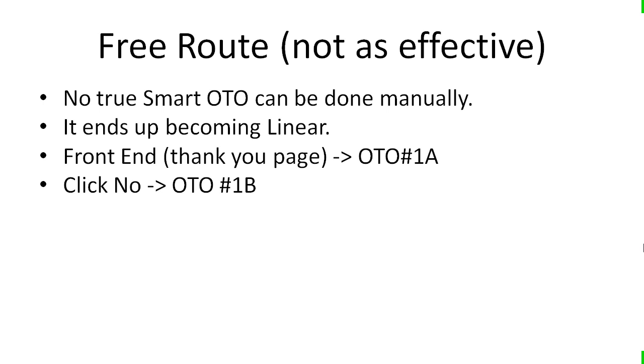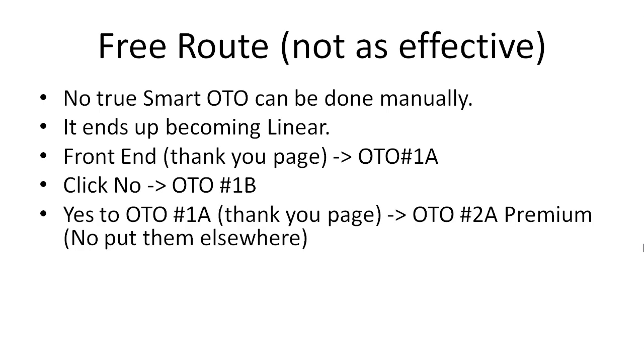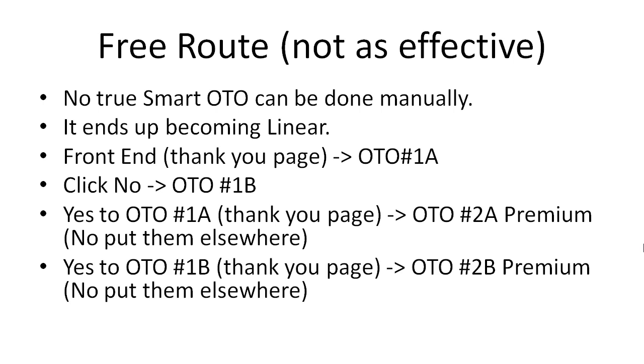If they say yes and they actually purchase it, then you basically have to set up so that the thank you page next is the one-time offer number 2A, premium. If they say no, then they are sent elsewhere. And if they say yes to one-time offer 1B, and if none of this is making sense, just hold on a minute. You send them to 1B, the thank you page directs to 2B premium. So at this point in time, you're probably looking at this like, I am frustrated. I do not know exactly how to do this.